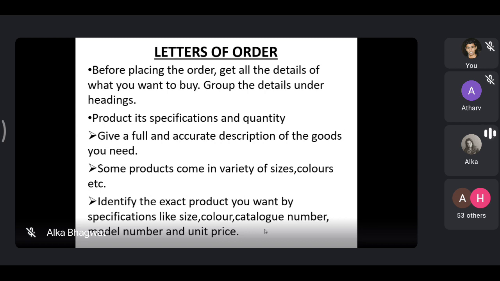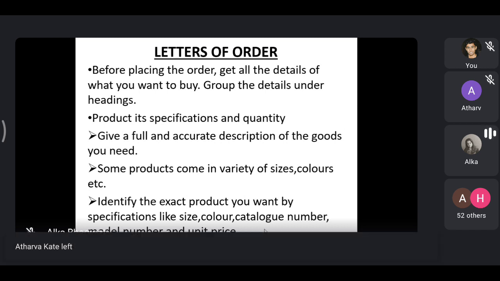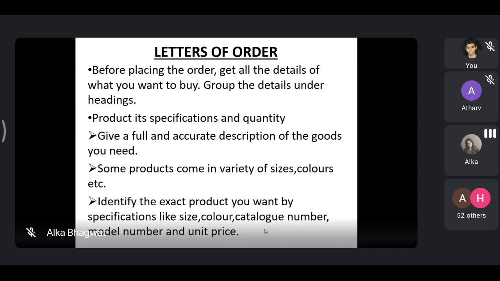So whenever you're writing a letter of order, always remember it has to be in a tabular form with the contents written properly and the description of the goods and the quantity. You cannot write it in a paragraph form. Always remember that.